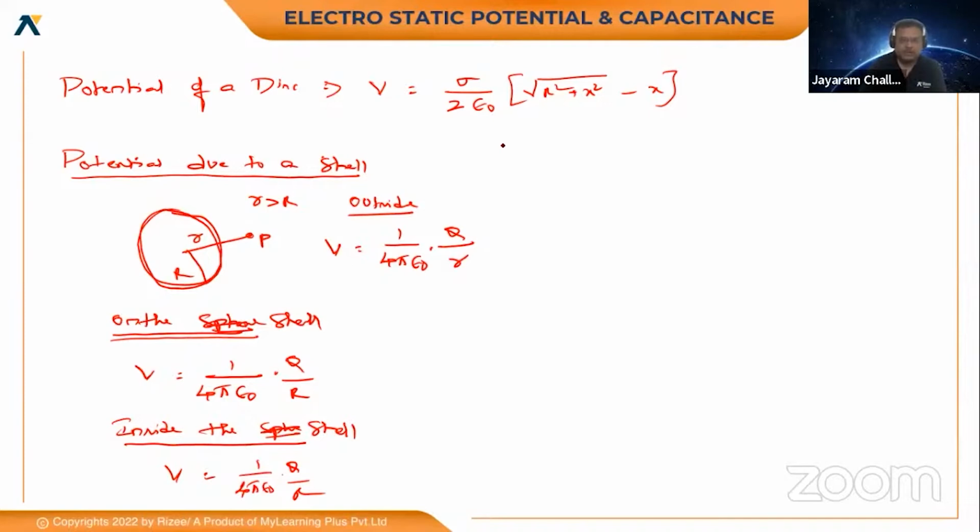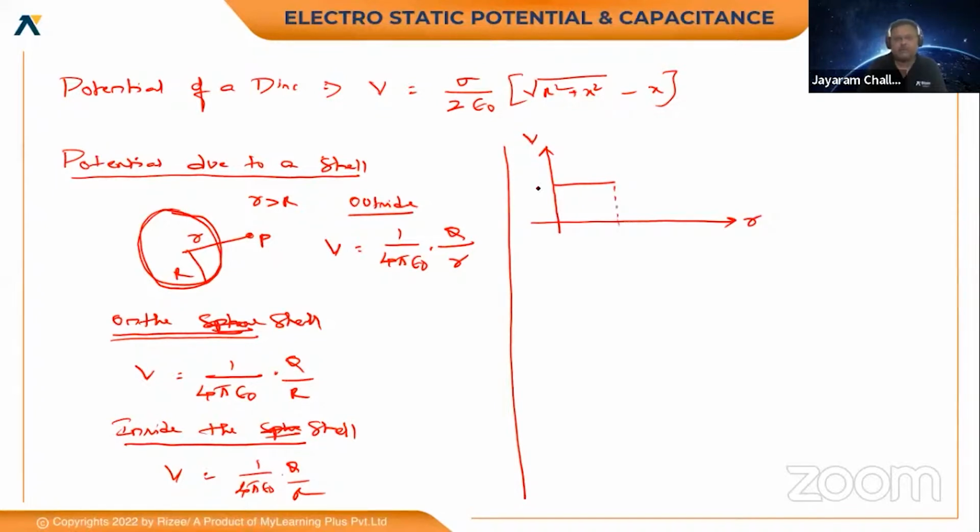Similarly, how do you get the shape of the graph for the shell? Inside, at every place it is constant, with V on the y-axis and distance r on the x-axis.